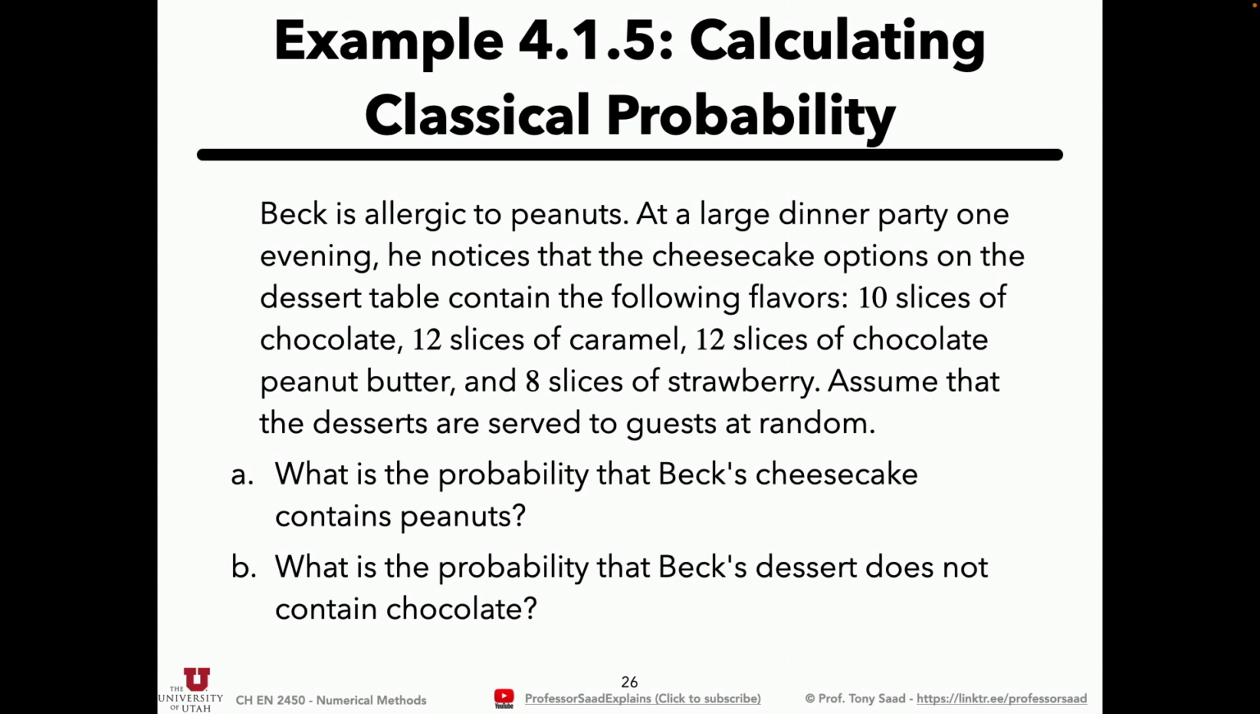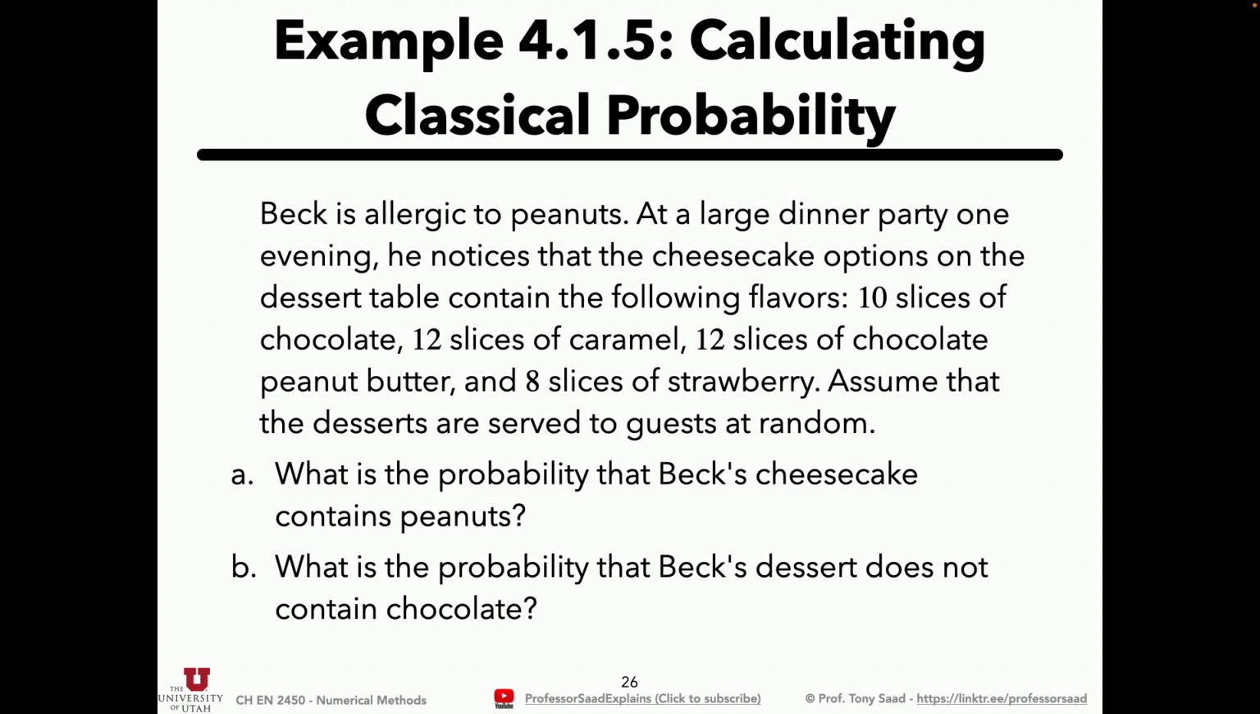What is the probability that Beck's dessert does not contain chocolate? Okay, so the sample space is still the same, and assuming he's the first one at the table, there's 42 total slices, that's still our sample space. Now, what is the event? How can we pick that event that Beck's dessert does not contain chocolate? So 10 slices of chocolate, does that contain chocolate? Yes, it contains chocolate, so we can't count that. 12 slices of caramel. Okay, so we got 12 that don't contain chocolate. 12 slices of chocolate peanut butter contains chocolate. Then we have 8 slices of strawberry. So we have a total of 20 slices that don't contain chocolate.